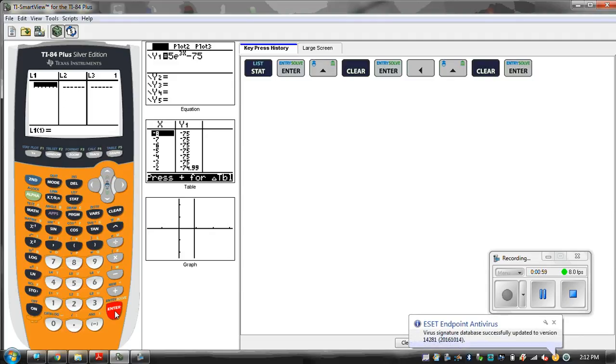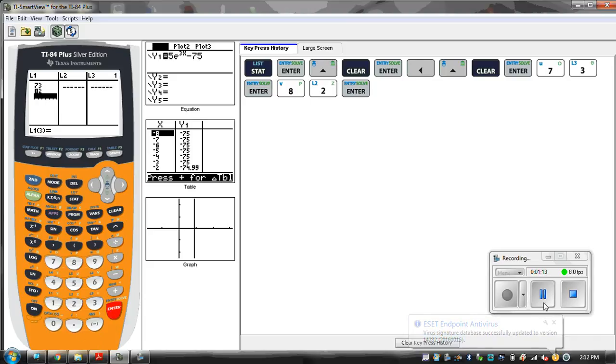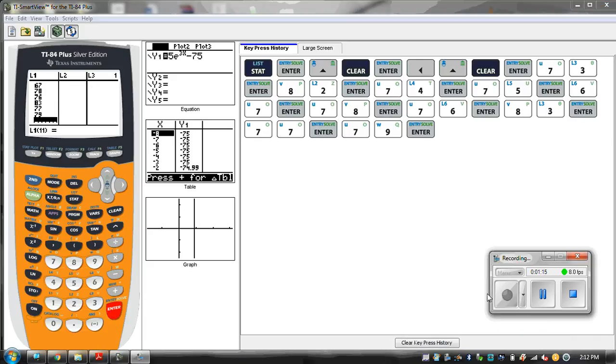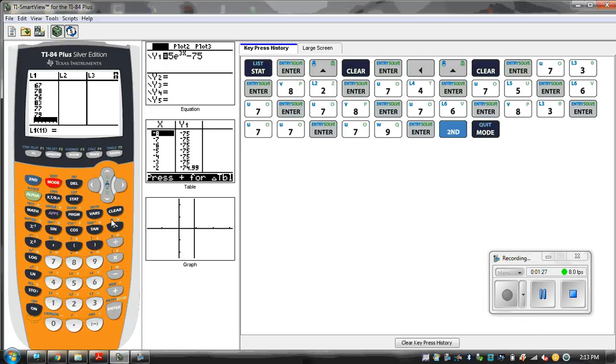Now, I'm going to put in the 10 varsity basketball players' heights. 73, enter. 82, enter. And I hope you're following along. I want you to put in the rest of them. Notice that when I'm completed with all 10 of them, it says L1 is at 11 and 11 is blank, so I'm good.